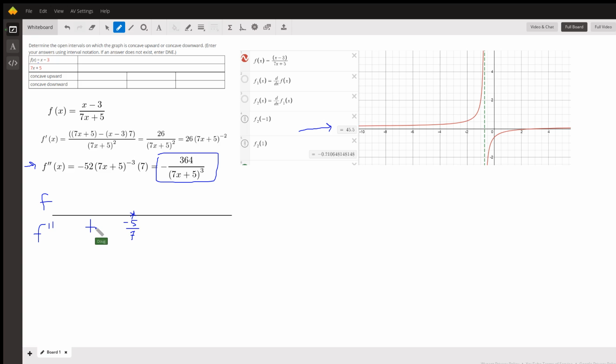And I think, positive, smiley face, concave up. To the right of negative 5/7, like 1, and I could have even used 0, we get a negative number. And that's a frown. Okay, so we would think there might be a point of inflection here, except the function is undefined at negative 5/7. So we just have concave up from negative infinity to negative 5/7.